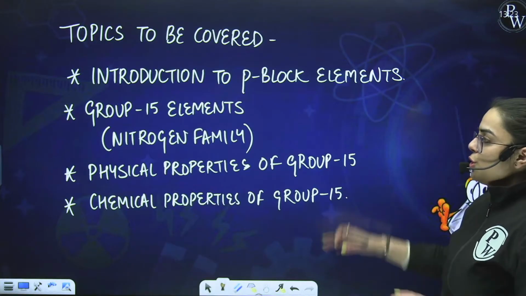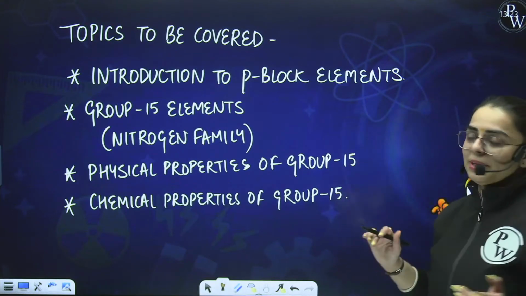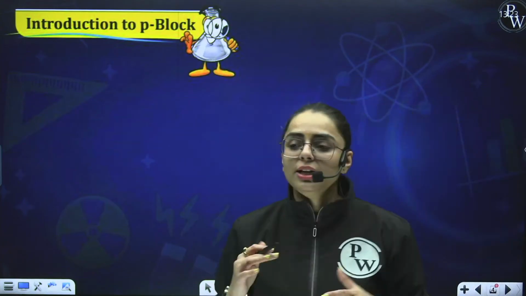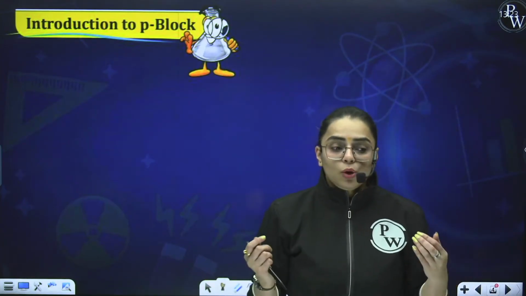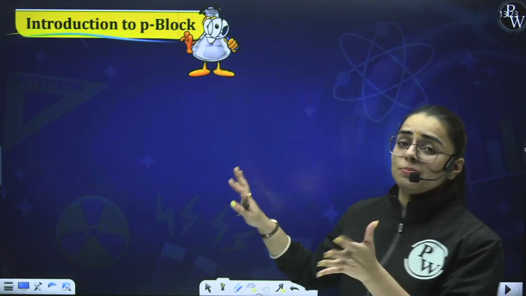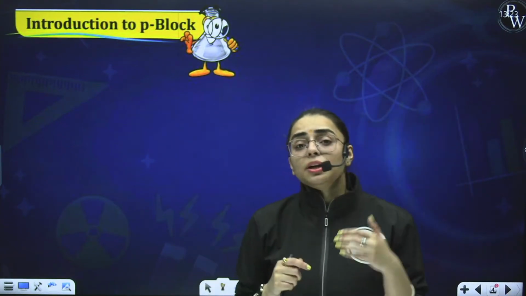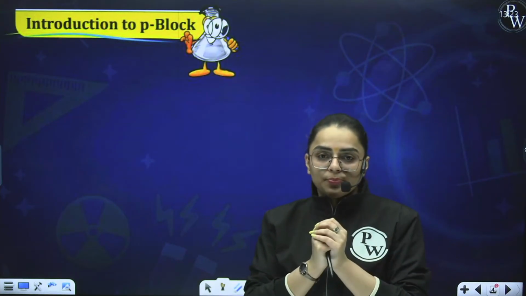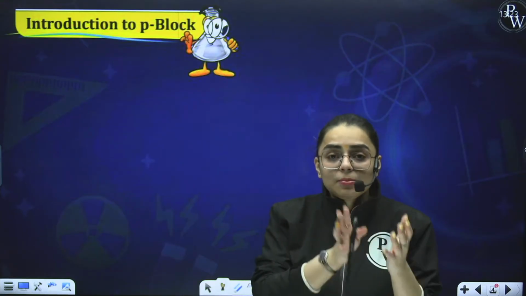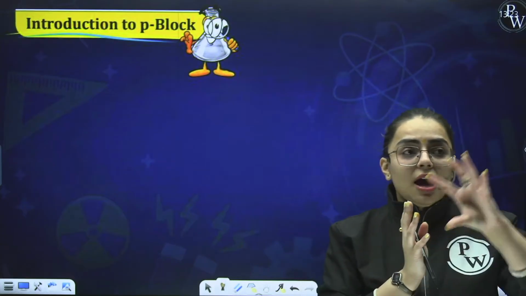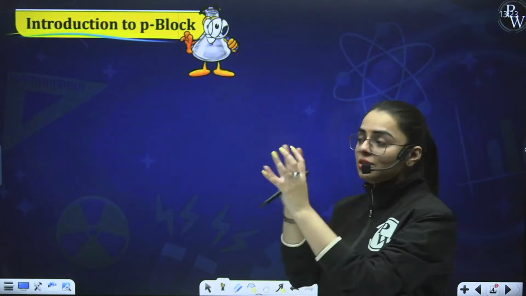Is it clear to you? So we shall start with our very first segment, that is introduction to P block elements. Whenever I am talking about the introduction to P block elements, which are the elements that are placed in the P block family? My question is, why do we refer to these elements as P block elements? What is the basic reason that the name P block is assigned to certain elements?